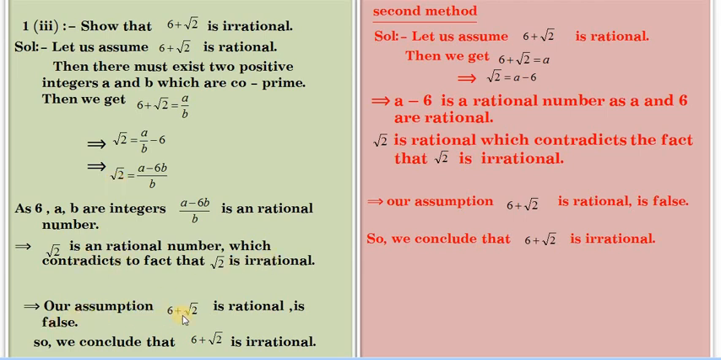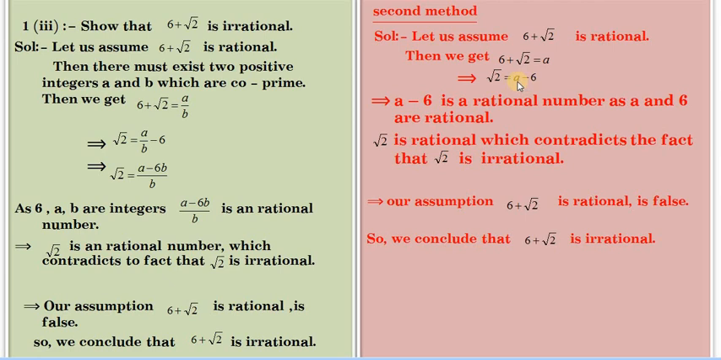So our assumption is false. What is our assumption? That 6 plus root 2 is rational, and that is false. That means 6 plus root 2 is irrational. Now for the second method, let us assume that 6 plus root 2 is rational. Then we get 6 plus root 2 is equal to a. So instead of a by b, I am writing just a. Then root 2 is equal to a minus 6.